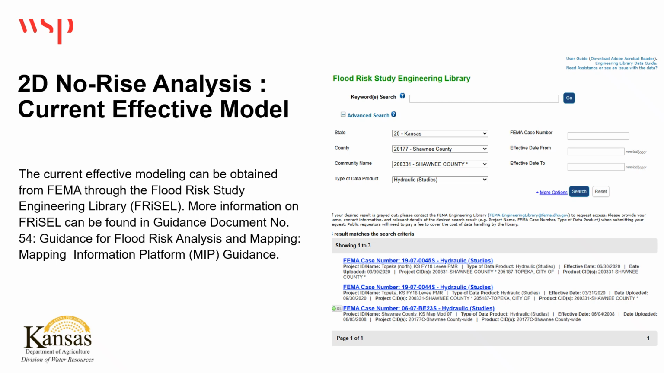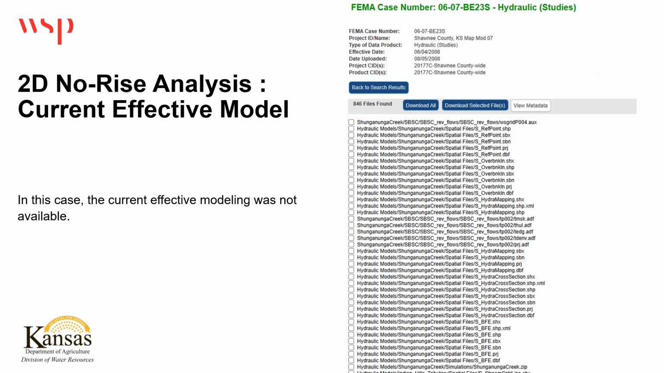But if we run a search in the Flood Risk Study Engineering Library, we can find that the third item in the search there is the current effective study. So if we click through that current effective study and download the data that is included there, we see that we don't have the modeling data for the stream that we are working on.